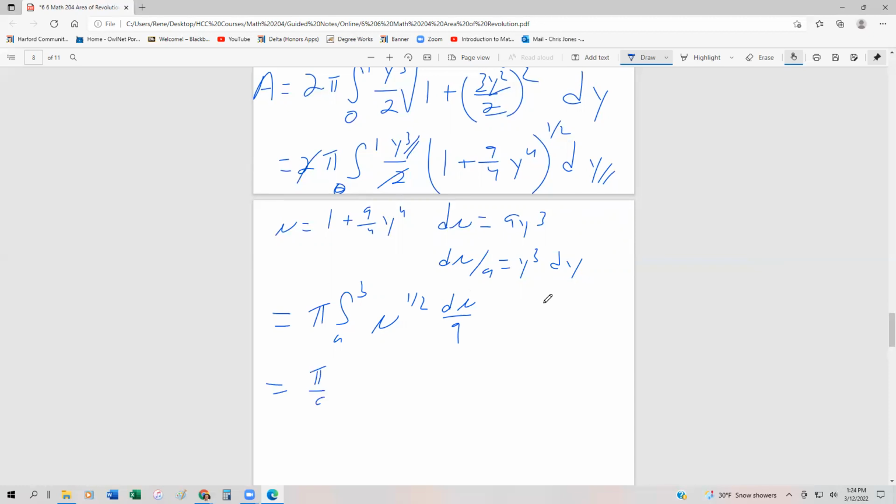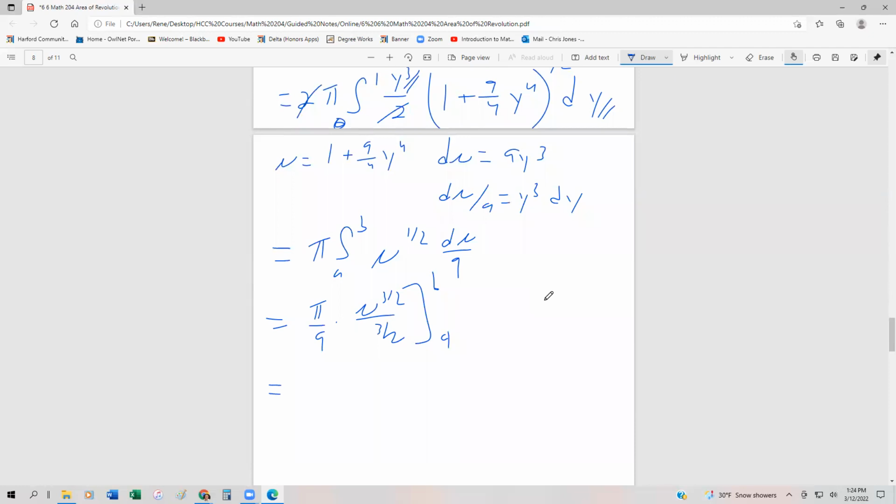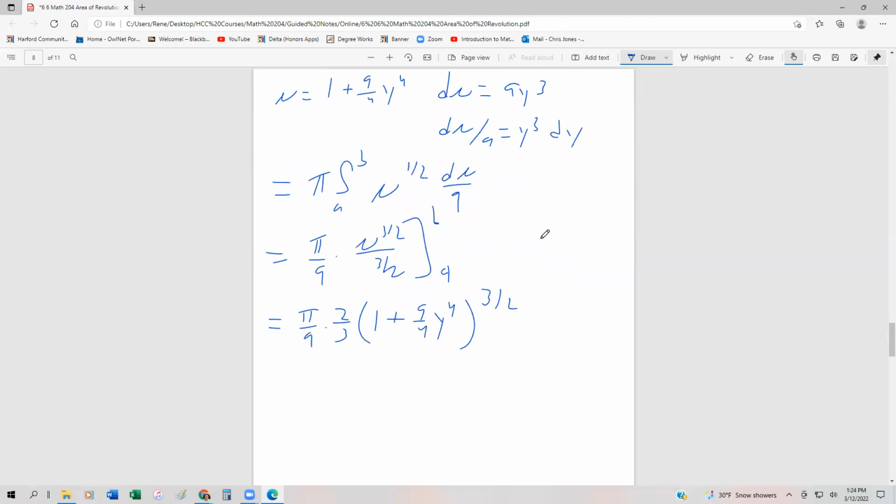Okay, so we're going to get pi 9ths times u to the 3/2 divided by 3/2 from a to b. Substituting again and simplifying, this is going to be pi over 9 times 2/3. We know u was 1 plus 9/4 y to the 4th to the 3/2 power, right? And fortunately for us, we have a 0 and a 1, so that makes it a little bit easier to kind of manage this. Now we get 2 pi 27ths, and by the way, this should be from 0 to 1.